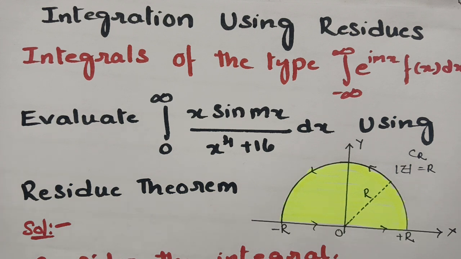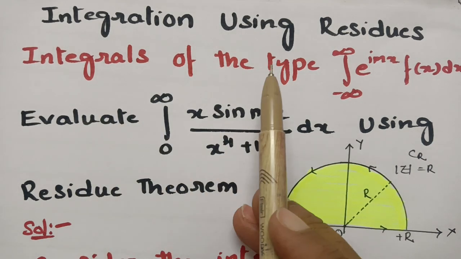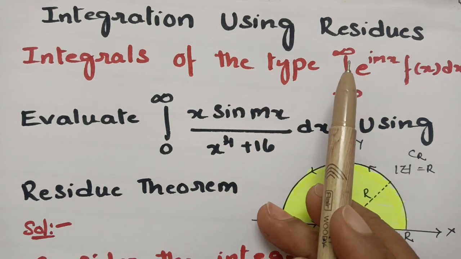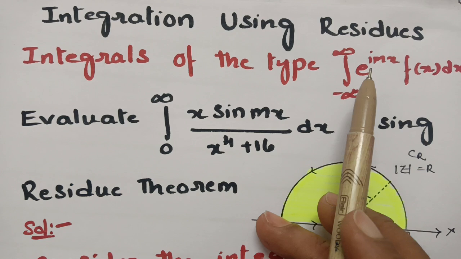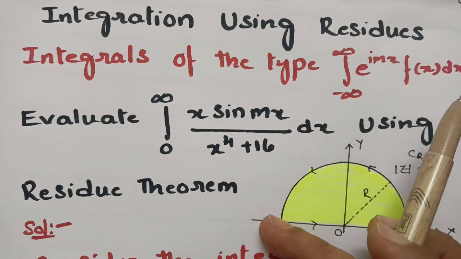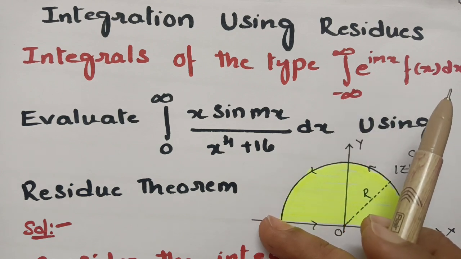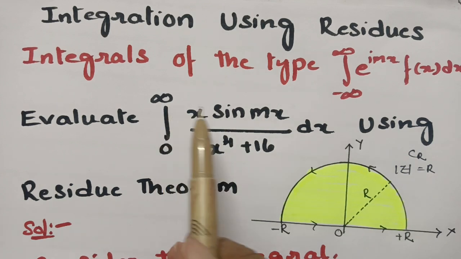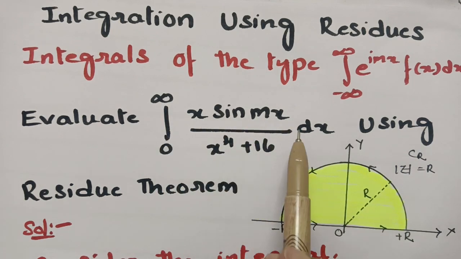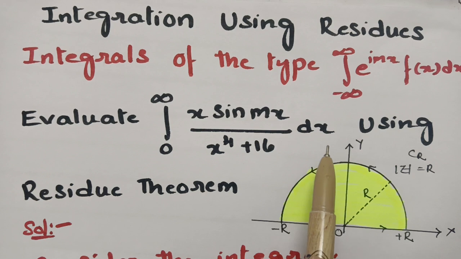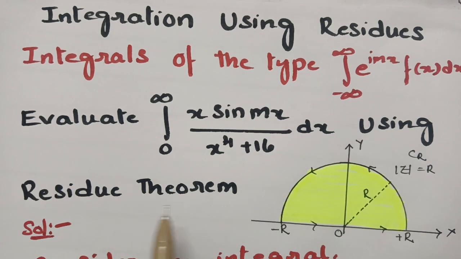And now, today's topic is integration using residues. So, in this video, I am going to take the integral of the type, that is integral from minus infinity to plus infinity e power imx f of x into dx. Now I am going to evaluate integral 0 to infinity x into sin mx by x power 4 plus 16 into dx using this residue theorem.